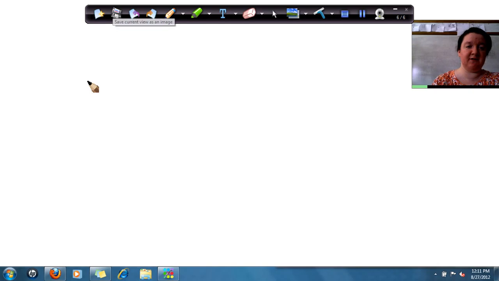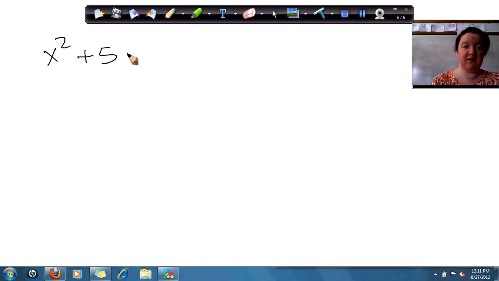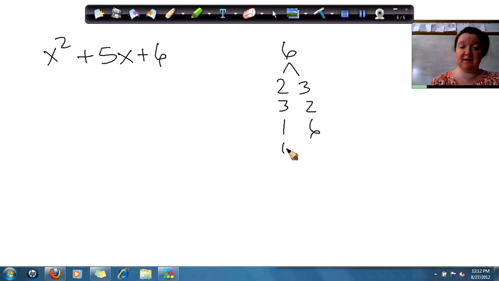Let's look at another example. If I had x squared plus 5x plus 6. Let's think about the factors of 6. I could have 2 and 3. I could have 3 and 2. I could have 1 and 6. I could have 6 and 1. If I look at 2 and 3, if I add those together, that'll give me 5x. So I found the pair that I can use.